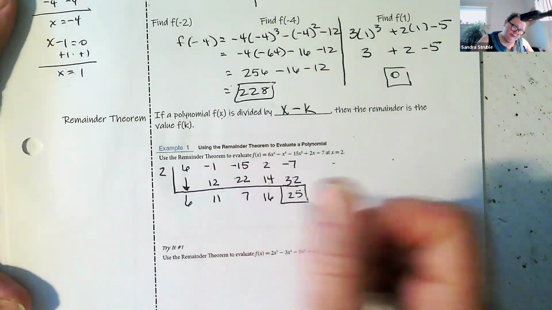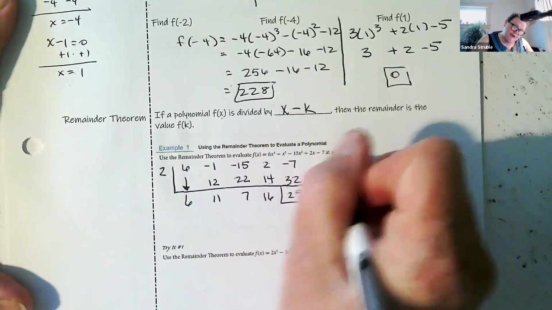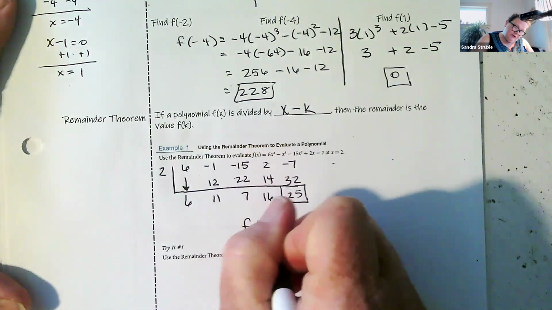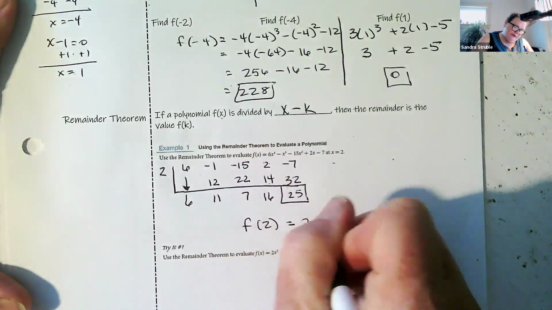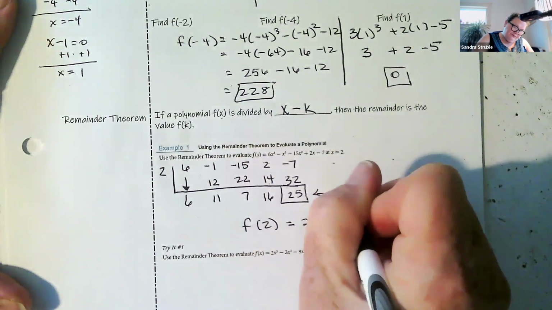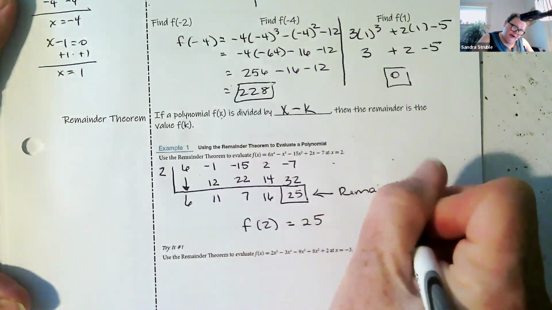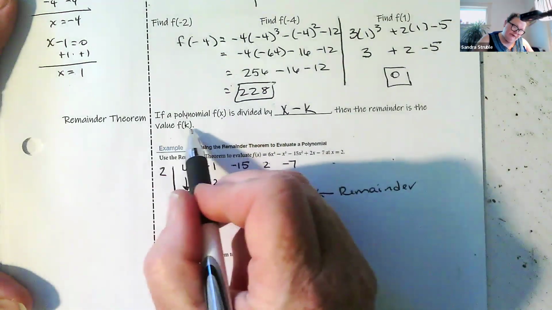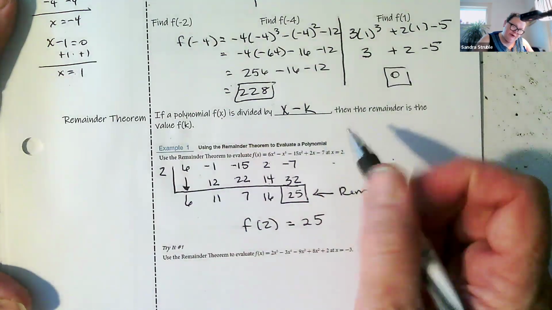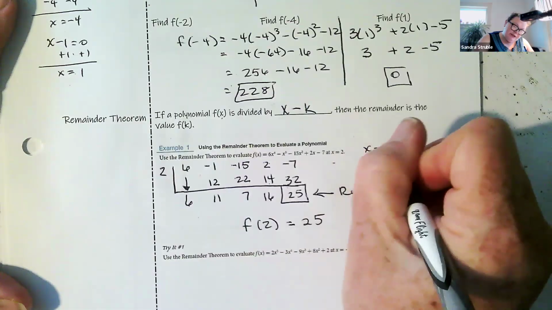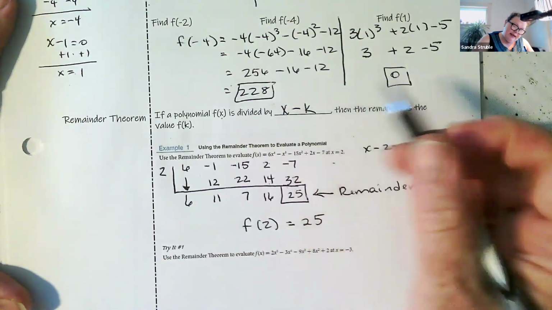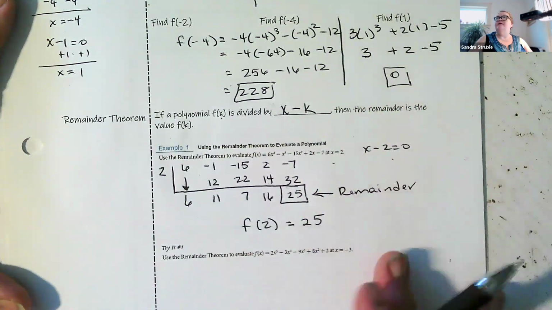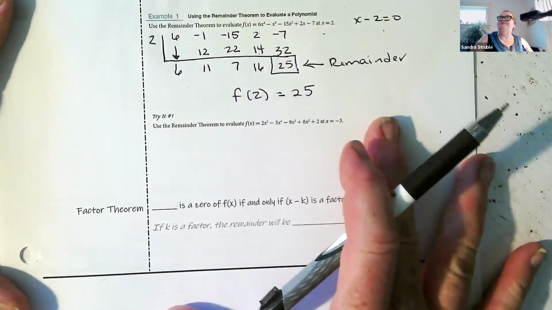So what this means is that when you plug in 2 for that polynomial, f of 2, you're going to get 25. This is the remainder. And that is showing that it's f of k. So if you would solve this, this is x minus 2 equals 0, x minus k, 2 is our k. So that's the remainder theorem.